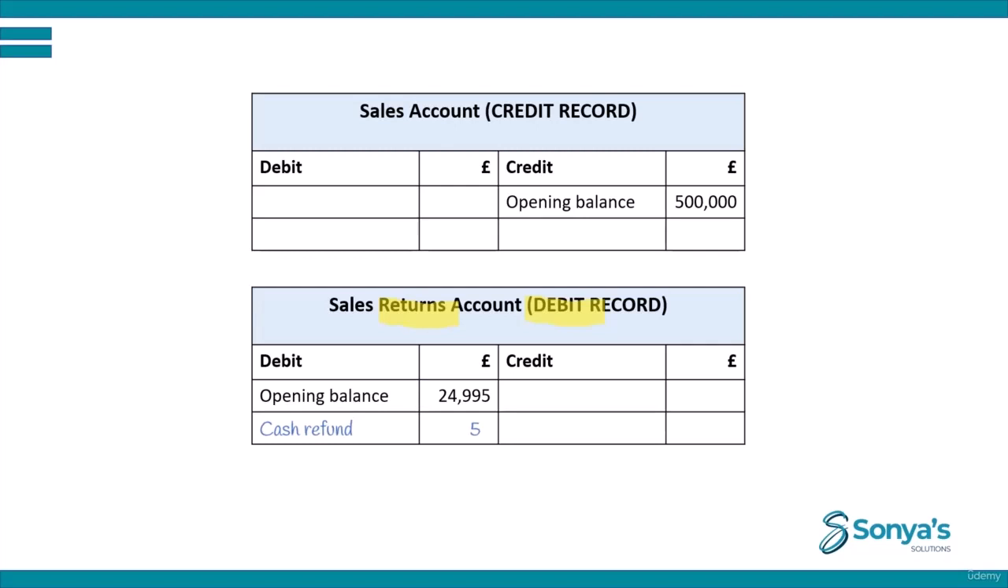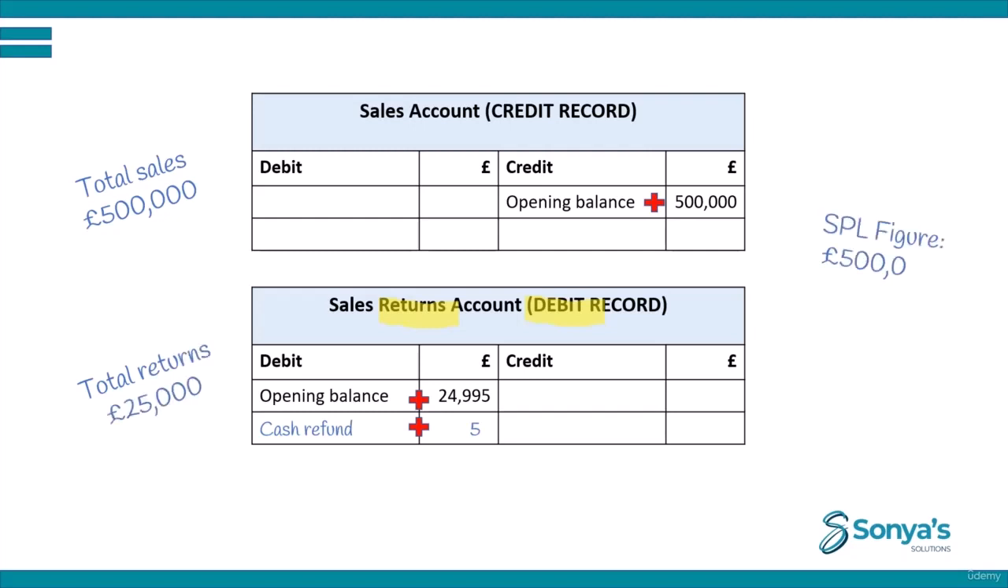The figure that will be entered into the statement of profit or loss is calculated by totalling each account and deducting one total from the other. The actual figure to be entered in the statement of profit or loss is £475,000.